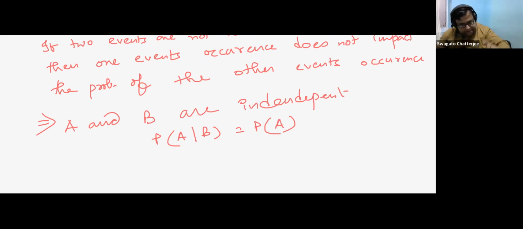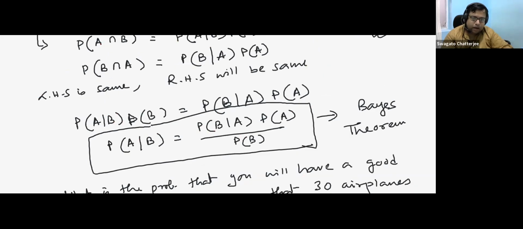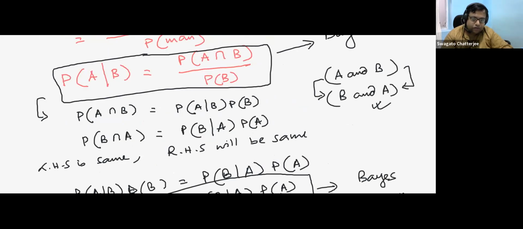Now I will use this in this formula. In Bayes theorem, we have written this: P of A intersection B is this. Let's write it down.